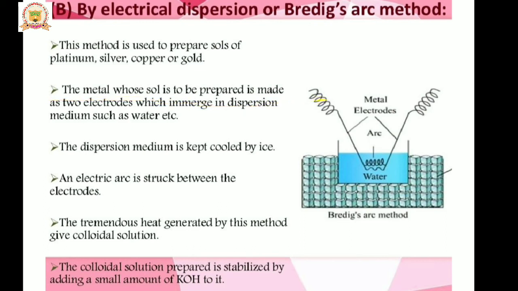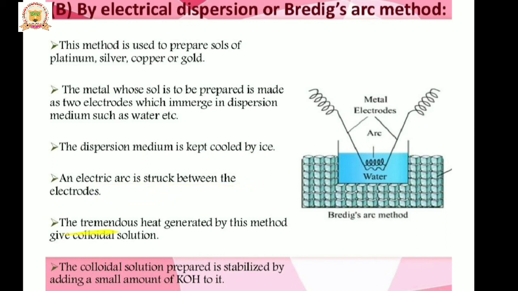The metal whose sol is to be prepared is made into two electrodes. Whichever metal we want to prepare is chosen as these two electrodes, which are immersed in the dispersion medium such as water here. Then the dispersion medium is kept cooled by the ice bath or ice. An electric arc is struck between the electrodes.